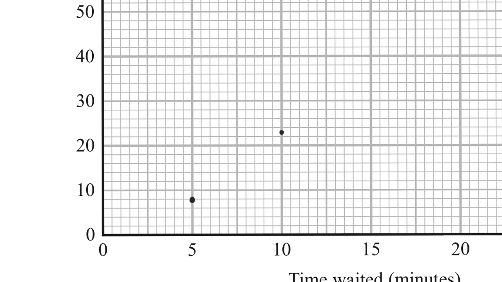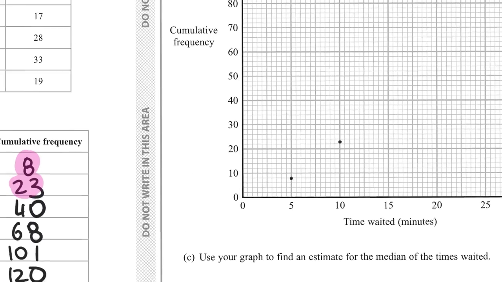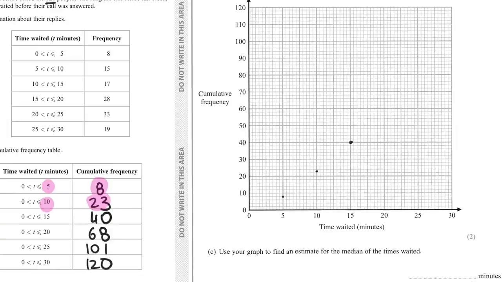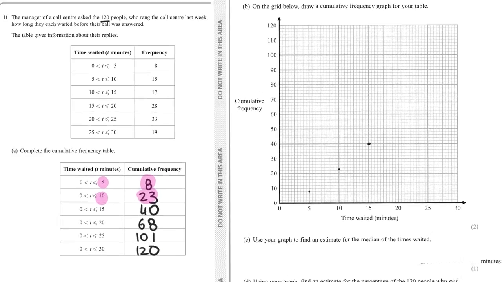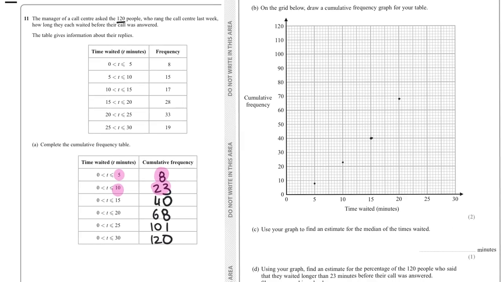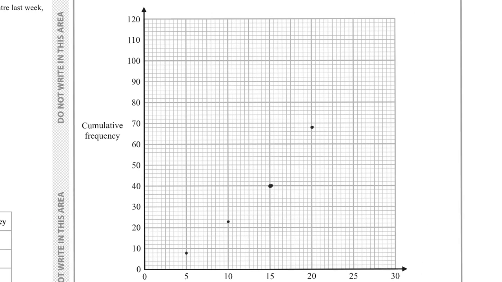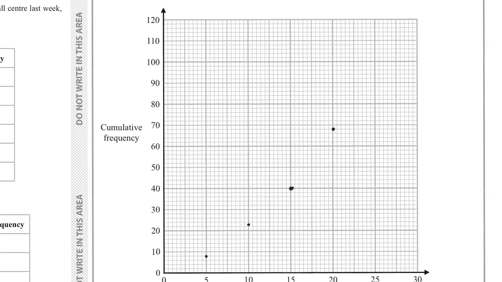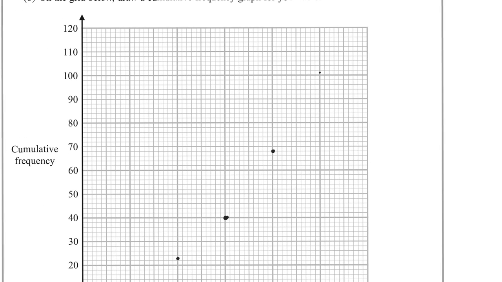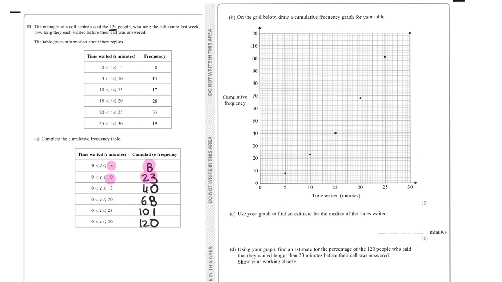And can you see, what do we then have? 15 and 40, 20 and 68, 25 and 101, which is in between 100 and 102, and 30 and 120. There we go. So I've now plotted all the points.